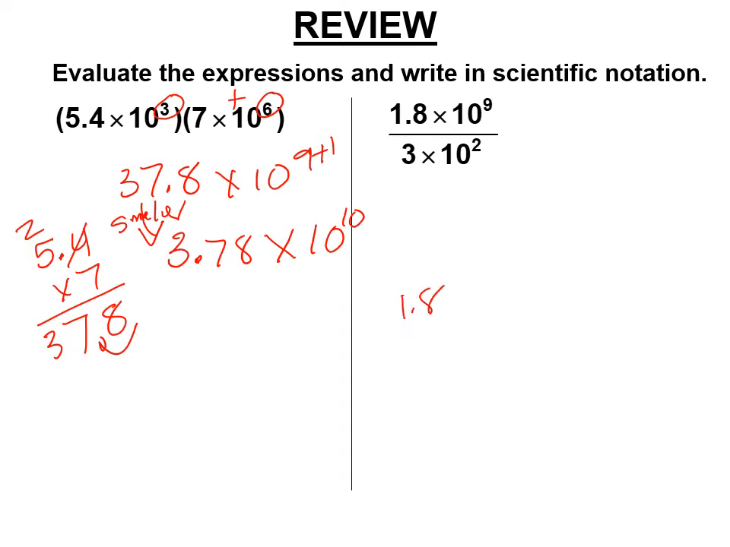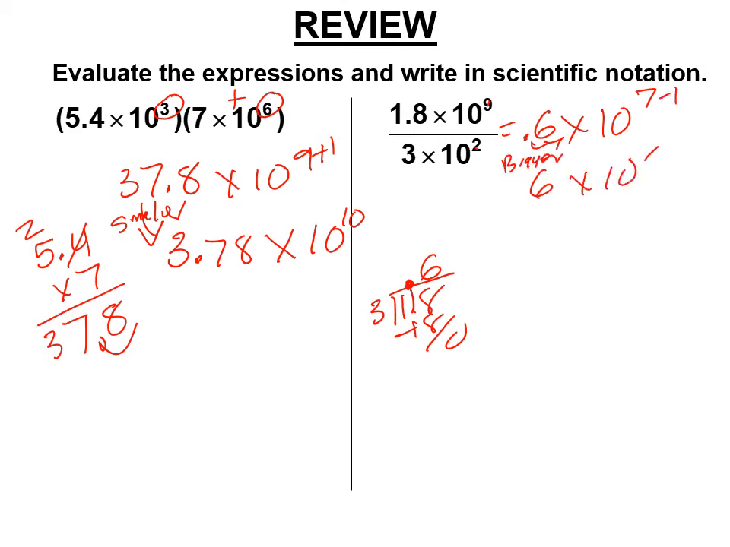1.8 divided by 3, right? This is division. And so 3 into 18 goes 6. So we get 0.6, and then we subtract the exponents times 10 to the 7th. That's not scientific notation. So now we're making this side bigger, right? So what do we do over here? Make that side smaller. 6 times 10 to the 6th.